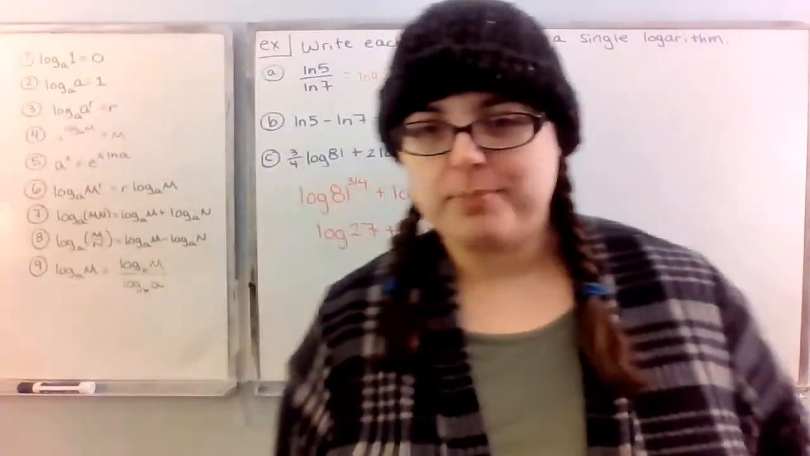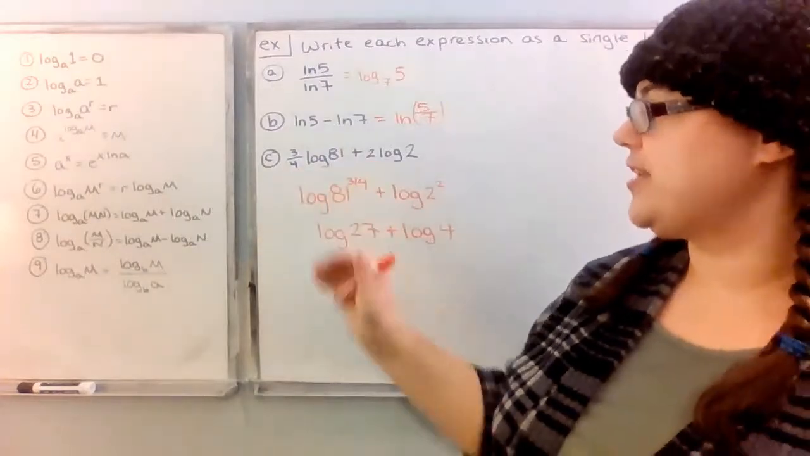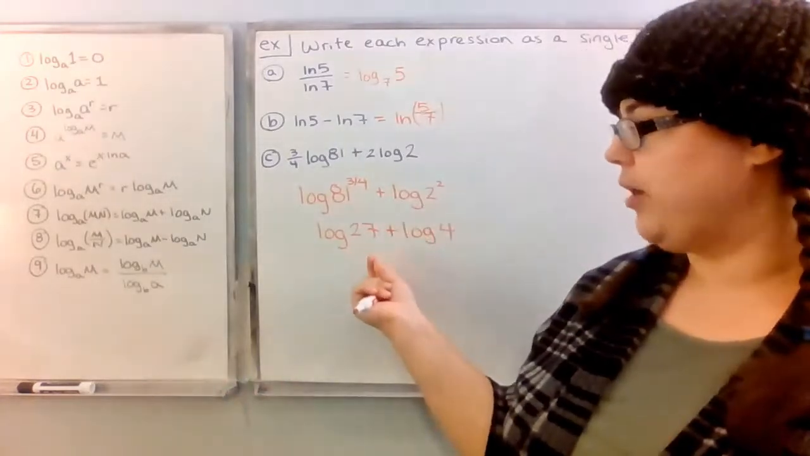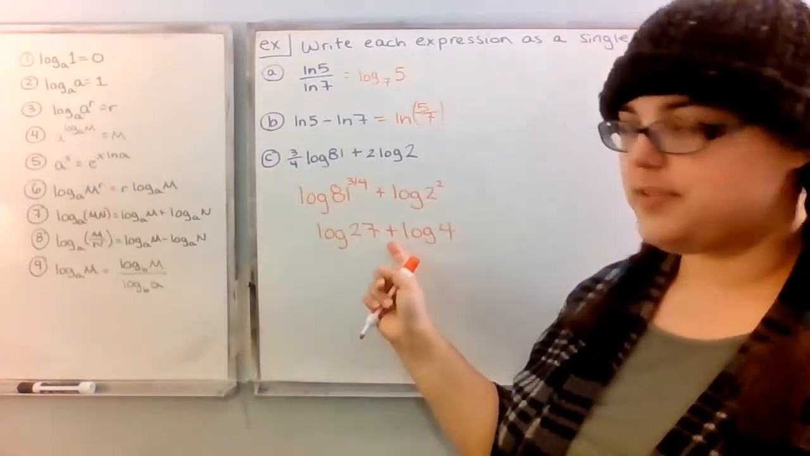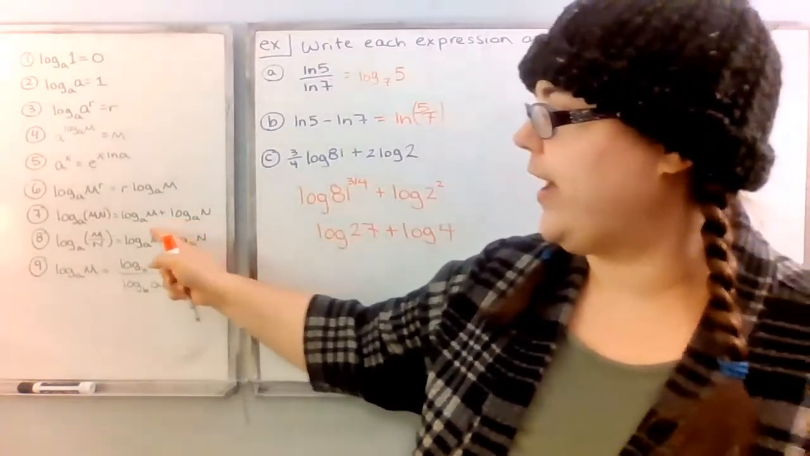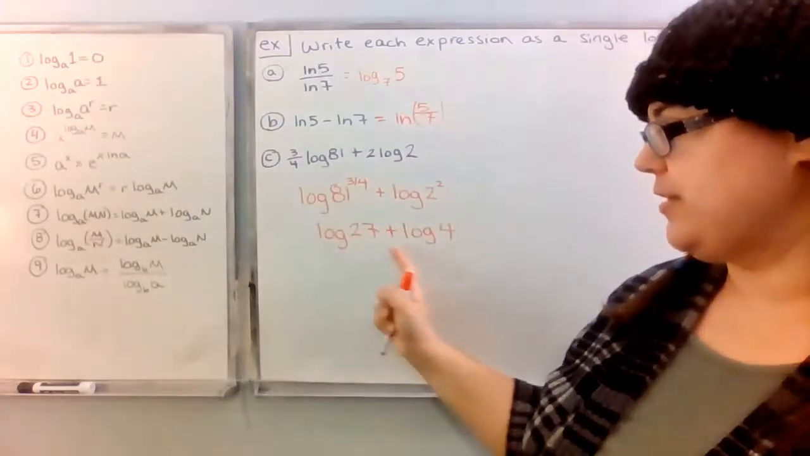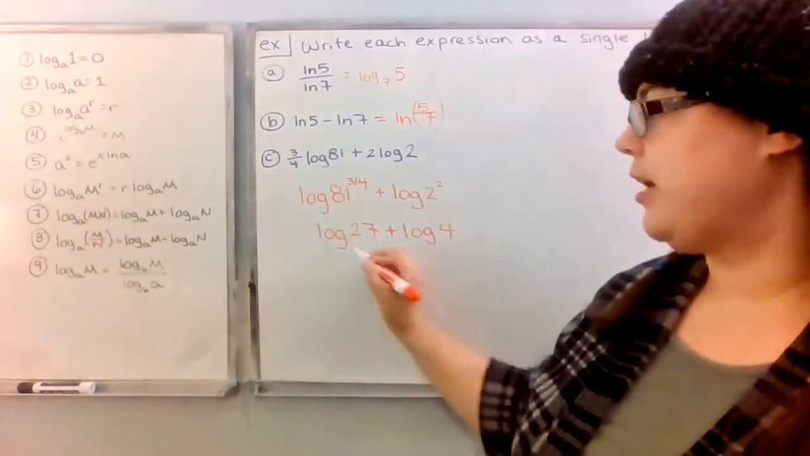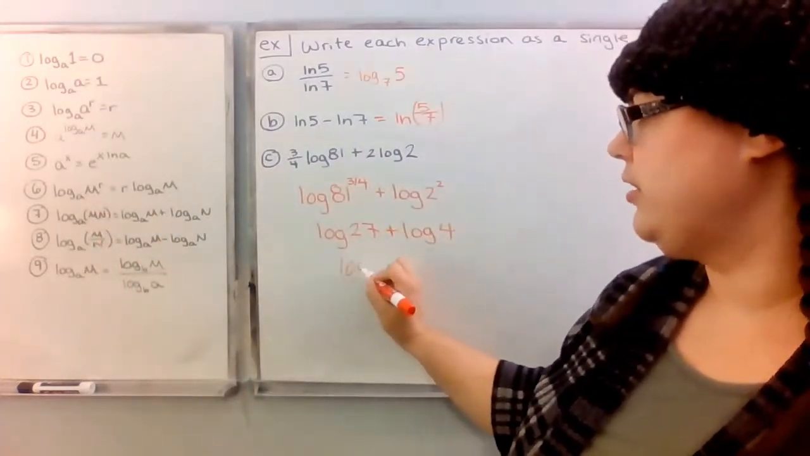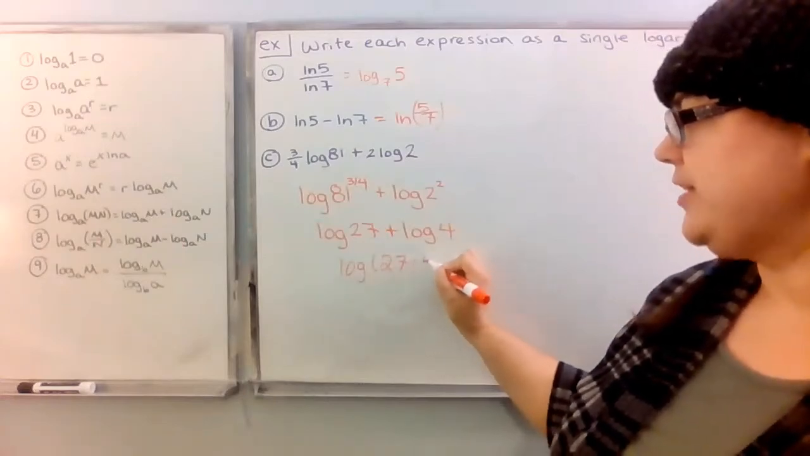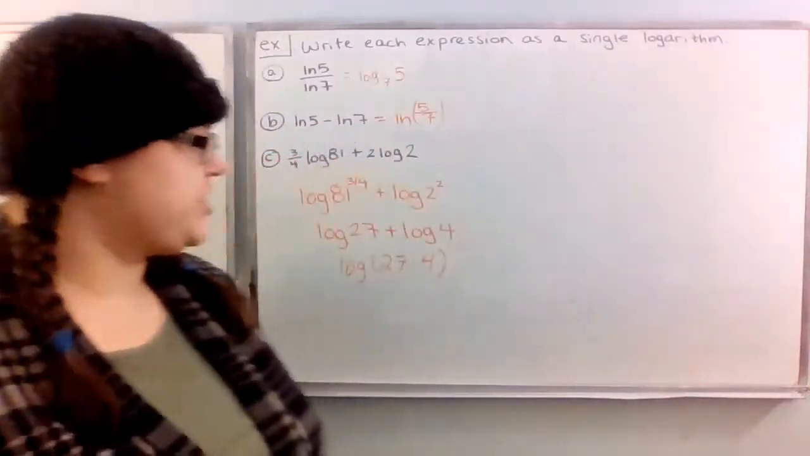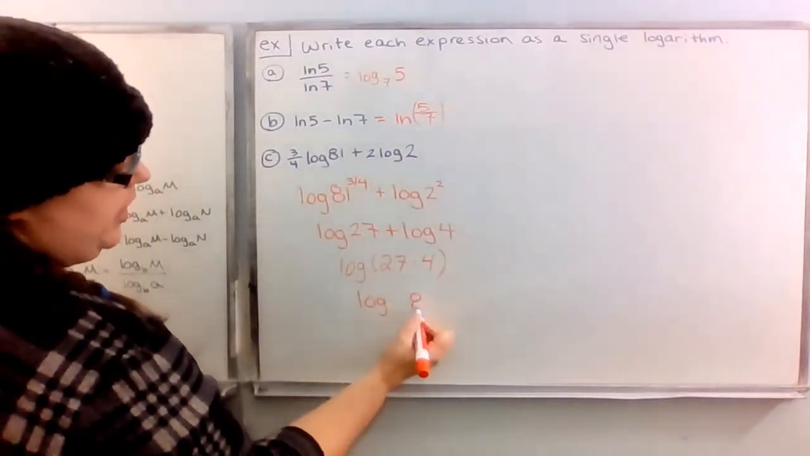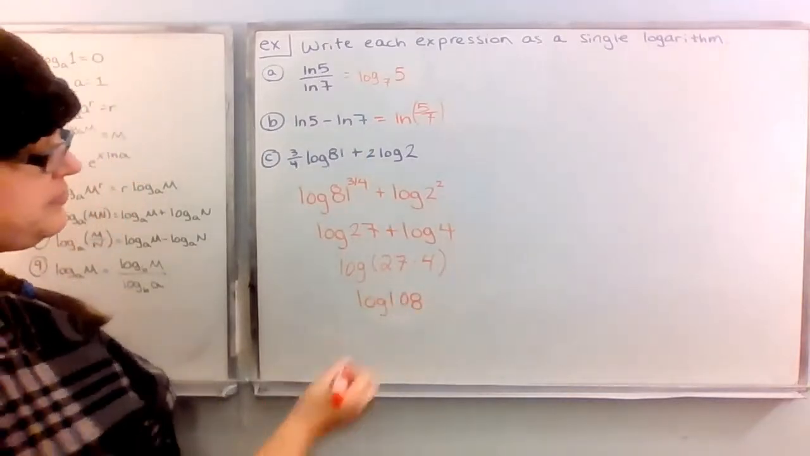Right now we're in good shape because we have gotten rid of those coefficients in front of the logarithms. Now we can apply our logarithmic properties to combine these into one. Since we're adding two logarithms together, I'm going to use the property that says if you add two logarithms with the same base, which we do have here, then that's the same as multiplying the arguments on the inside. So in order to combine these two, I'm going to get log of 27 times 4. Now I just need to multiply these two numbers together. That's going to be log of 108.